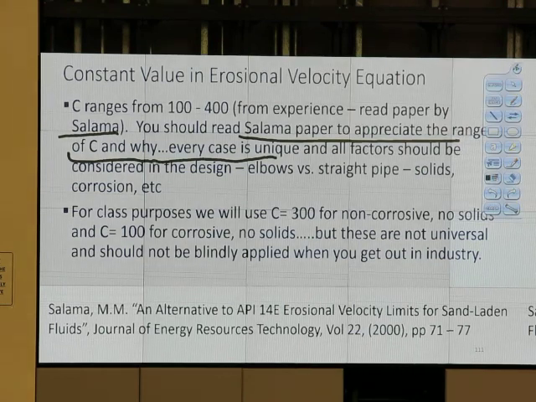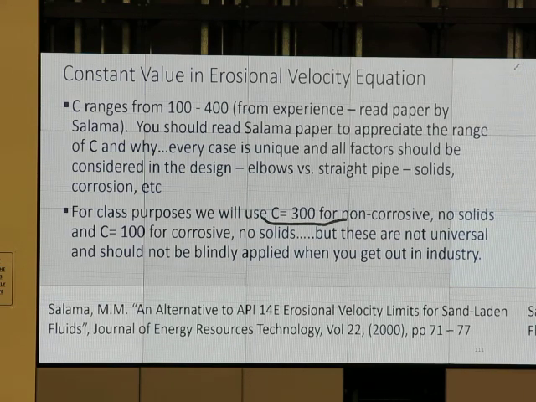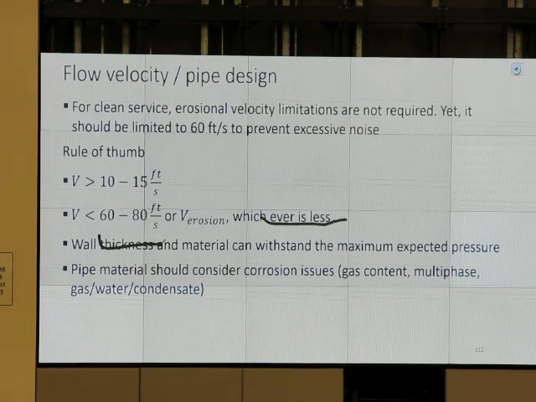Do we have an elbow or a straight pipe? Do you have solids or something? For class purposes, we use C equal to 300 for non-corrosive, no solids, and C equal to 100 for the case that it's very corrosive, okay? But this C value is not a universal value. Every case, if you have more elbows and you have solids, they can hit and erode faster. Alright. Rule of thumb.